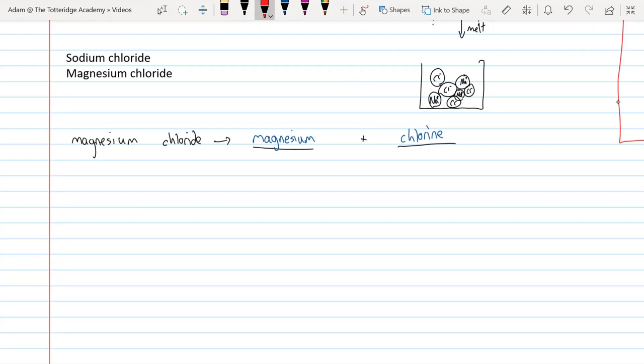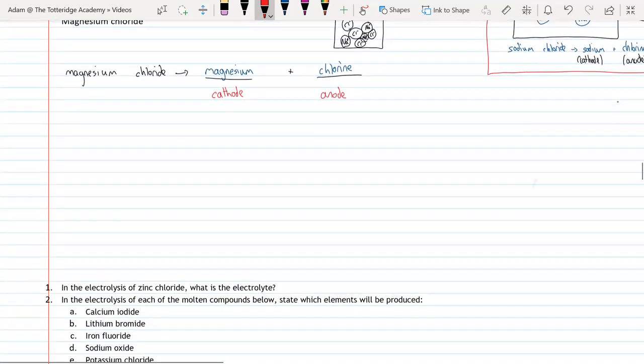Magnesium, of course, comes at the negative one, the cathode. The reason for that is because the magnesium is the one with the positive charge. The chlorine, therefore, will form at the anode. The chlorine has a negative charge and is therefore attracted to the positive anode. And you've got to make sure you're using that word, by the way, attracted. If you write moved to, then you end up not getting as many marks as you'd like.